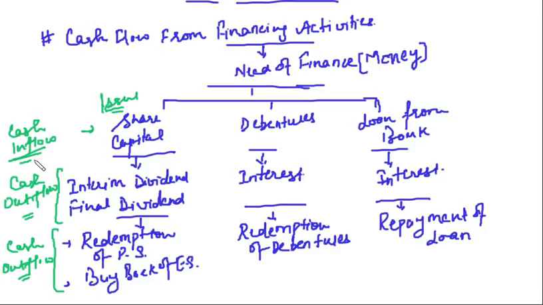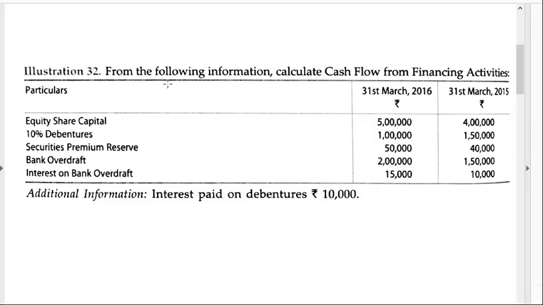Now we will move to some practical problems on cash flow from financing activities. Clear? Let's do it. Let's see the first practical problem. From the following information, calculate cash flow from financing activities. We are given the information as at 31st March 2015 and 31st March 2016. Equity share capital was 4 lakhs. Opening was 4 lakhs and closing is 5 lakhs. Right? 10% debentures. Opening were 1,50,000, closing are 1 lakh.